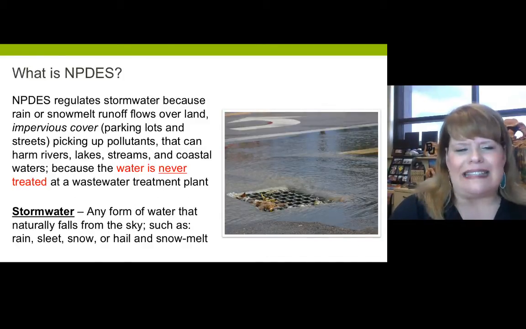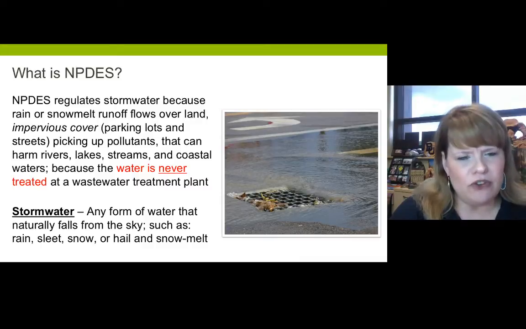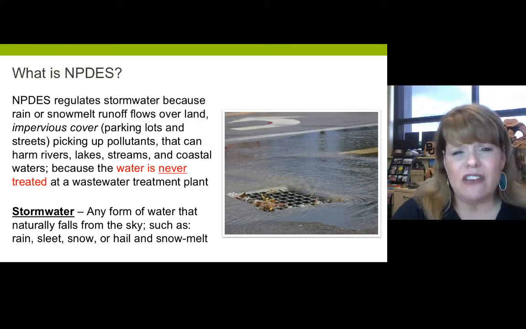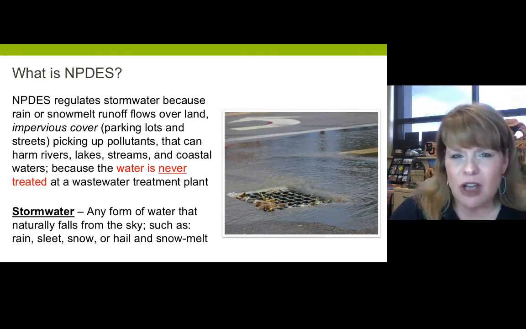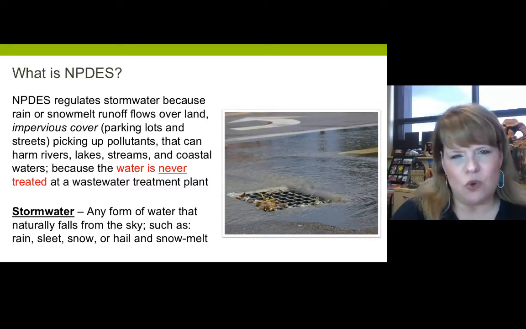So what is NPDES? The program regulates stormwater because rain or snow melt flows, and the runoff flows over land, impervious cover, which actually refers to parking lots and streets, picking up pollutants along the way. And these can harm your rivers, your lakes, your streams, and coastal waters because the water is never treated at a wastewater treatment plant. Guaranteed test question. Stormwater is never treated. That's the big to-do about it. Since it's not treated, we have to take preliminary steps to help protect it so it doesn't contaminate waters of the United States. So what is the definition of stormwater?